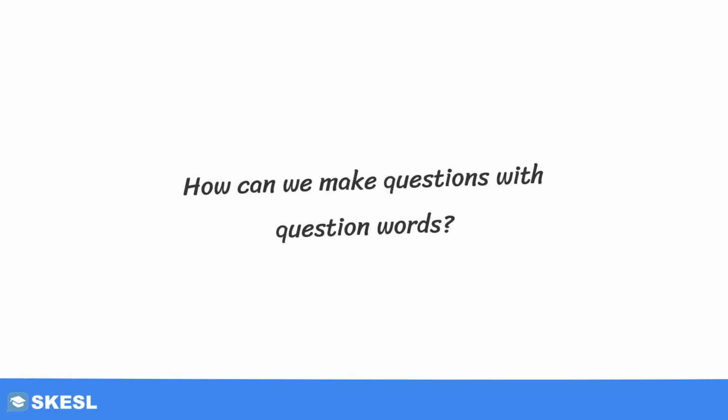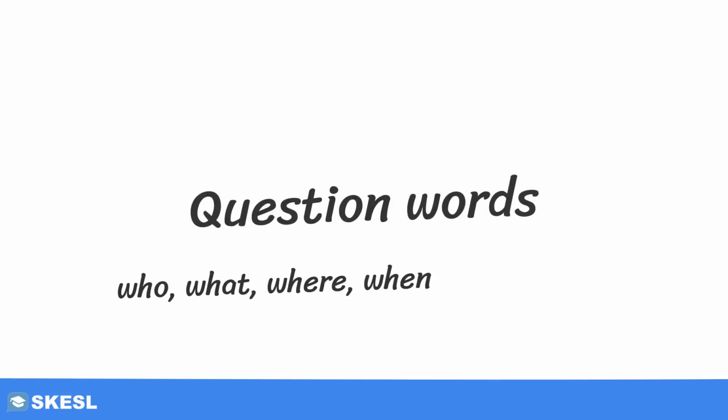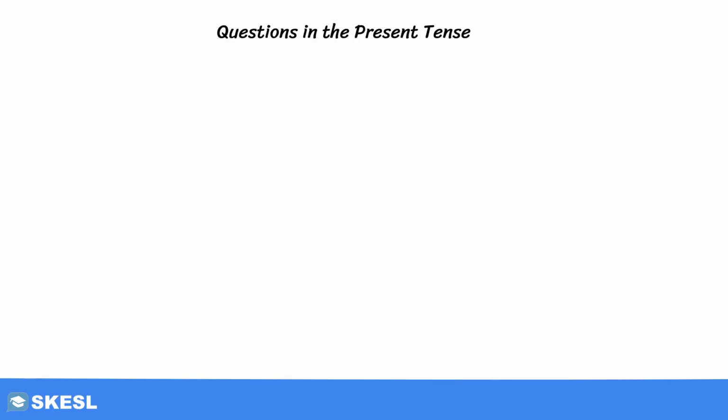How can we make questions with question words in the present tense? Question words are who, what, where, when, why, how. Use this pattern with verbs. Remember to match do or does with the subject. Question word plus do, does, plus subject plus verb.